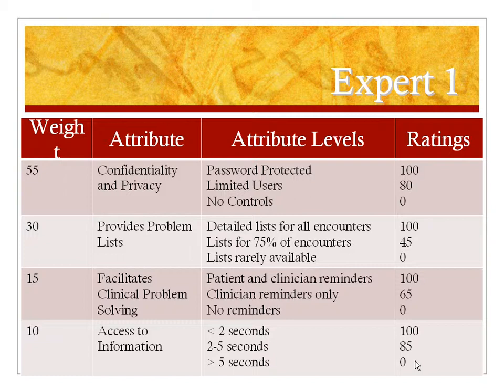The attribute levels for providing problem lists range from the score of 100, with detailed lists of all encounters, to 0, which implies that lists are rarely available. The scoring for facilitating clinical problem solving also had a range from 100, which means the presence of patient and clinical reminders, to 0, meaning that no reminders exist.